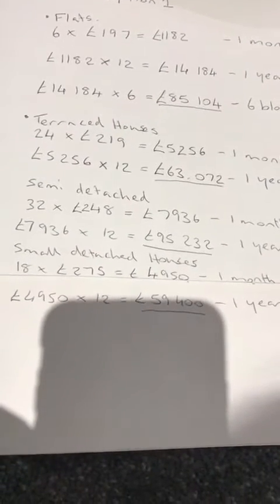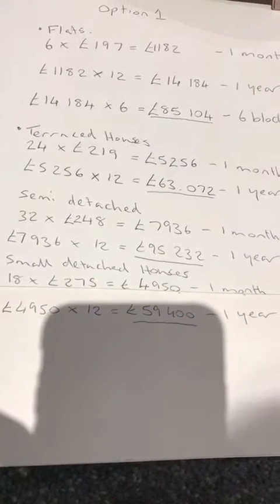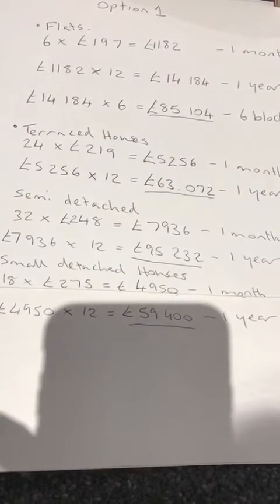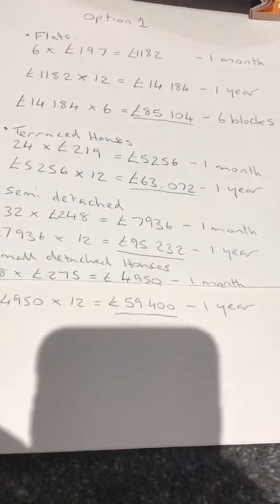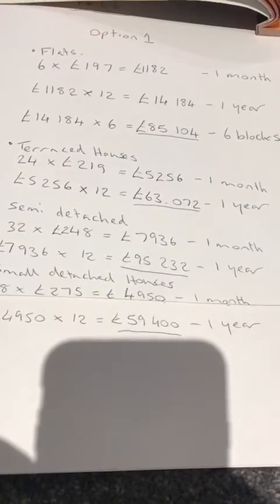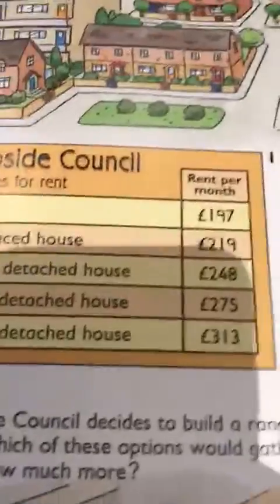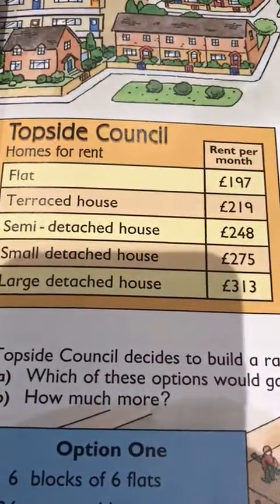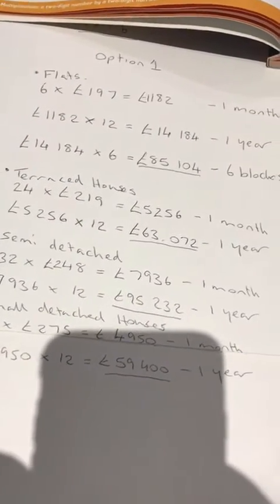I did the same thing again with the small detached houses, 18 times 275, giving me the month answer. Get that answer, times it by 12, and I find out for a year. Always underlining the answer for the year. Where am I getting all this information? Remember to use this grid at the top. Even when you're doing this question down here, you use that grid at the top to find out the cost of the housing for 1 month.